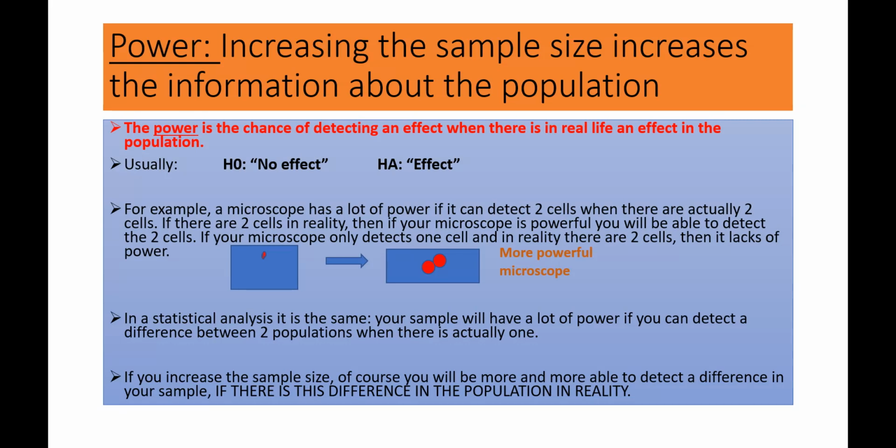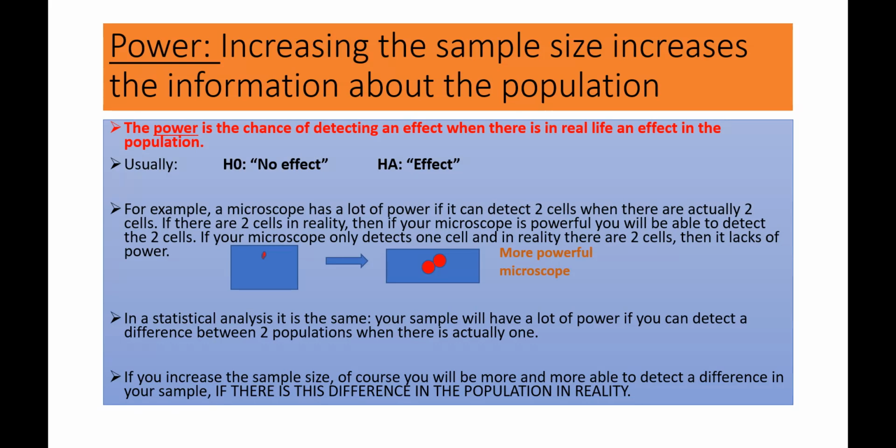So if you increase the sample size for each group, you will increase the information about the population. And so if there is indeed a difference in the population, in reality, actually a difference of 5 centimeters between men and women in terms of height, if you take 100 men and 100 women, you would have more power, more ability to detect that difference than if you had taken 5 men and 5 women, okay? Because if you increase the sample size, you are closer to the reality.